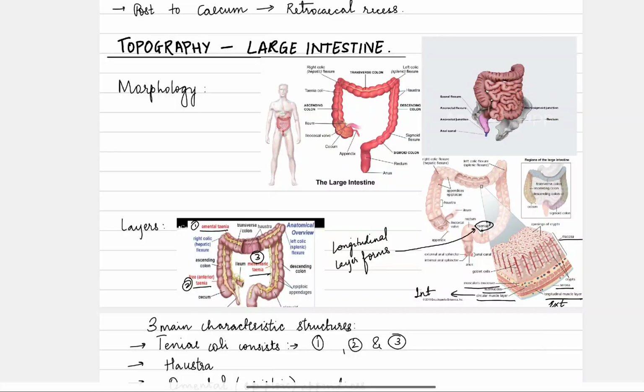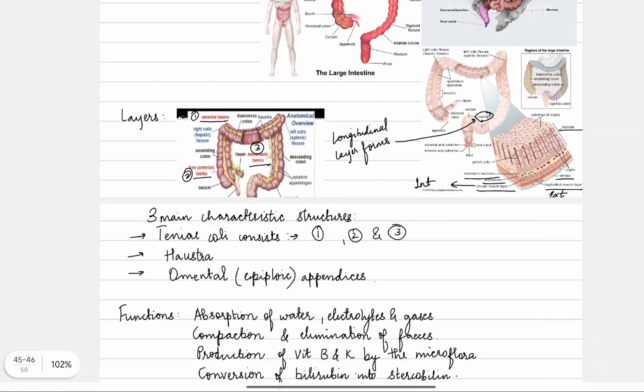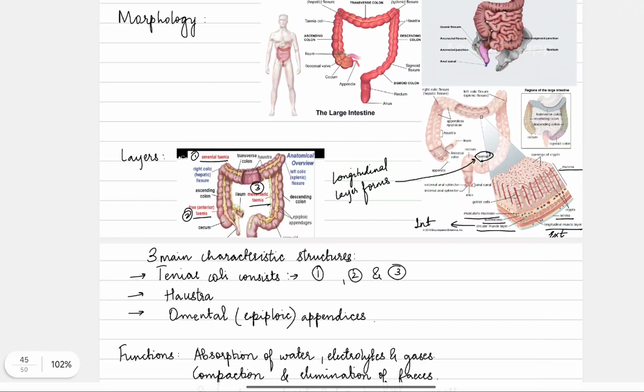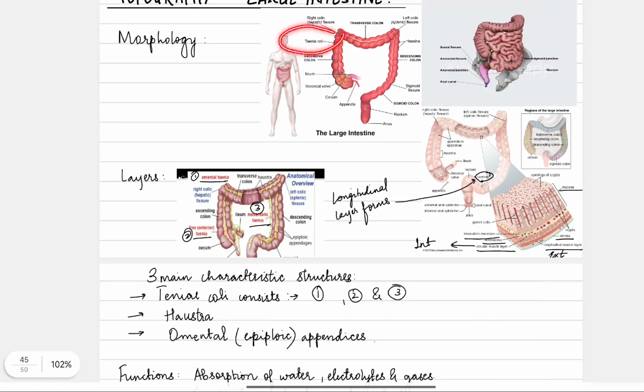Then there is sacral flexure of the rectum, and perineal flexure of the rectum. Layers. There is serous layer, muscular layer, muscularis. It is external and internal, external longitudinal, internal circular. Submucosa and mucosa. There are three main characters, which is tinea coli, which consists of three tinea.